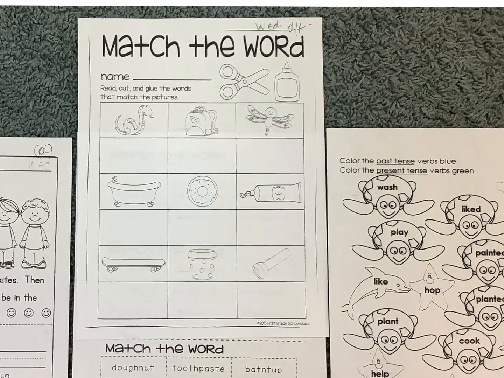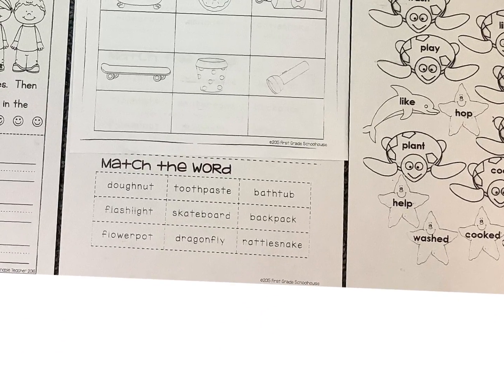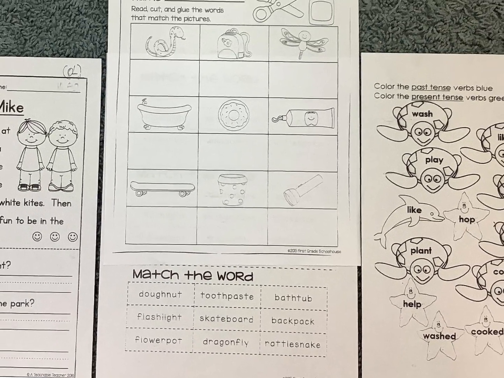The second center, you're going to have 2 sheets. One sheet is going to have this on it. The second sheet is going to have these on it, and you only need 1 set of them. So these are compound words.